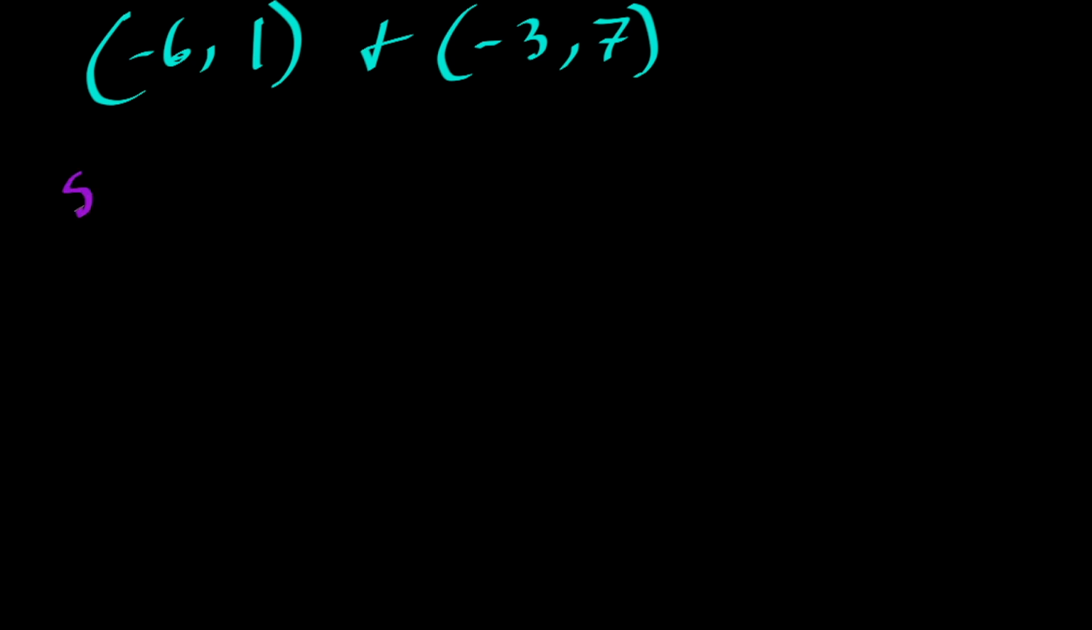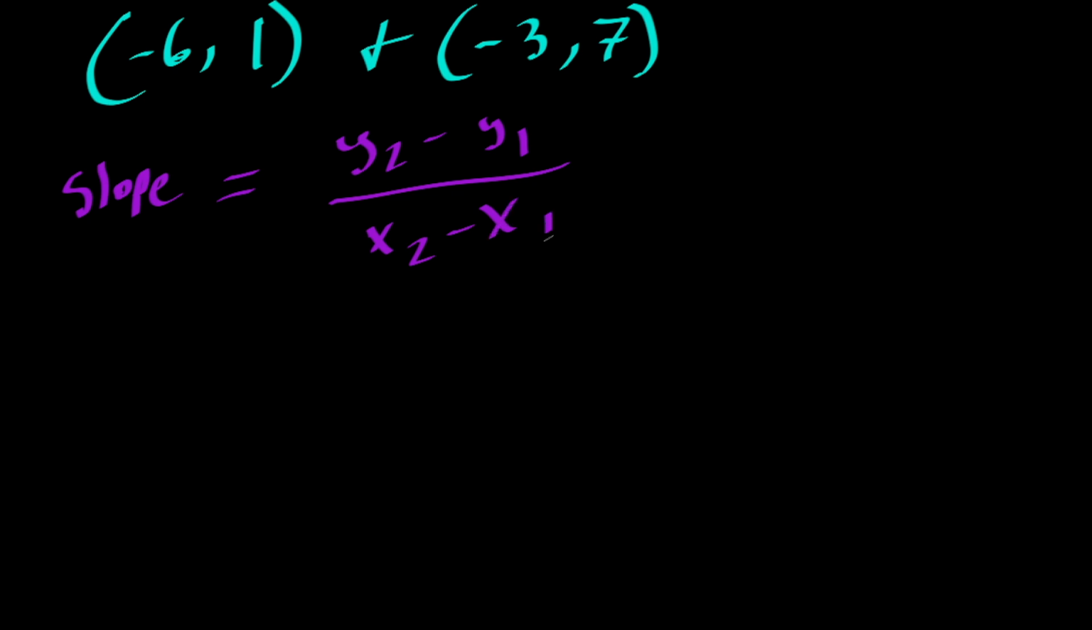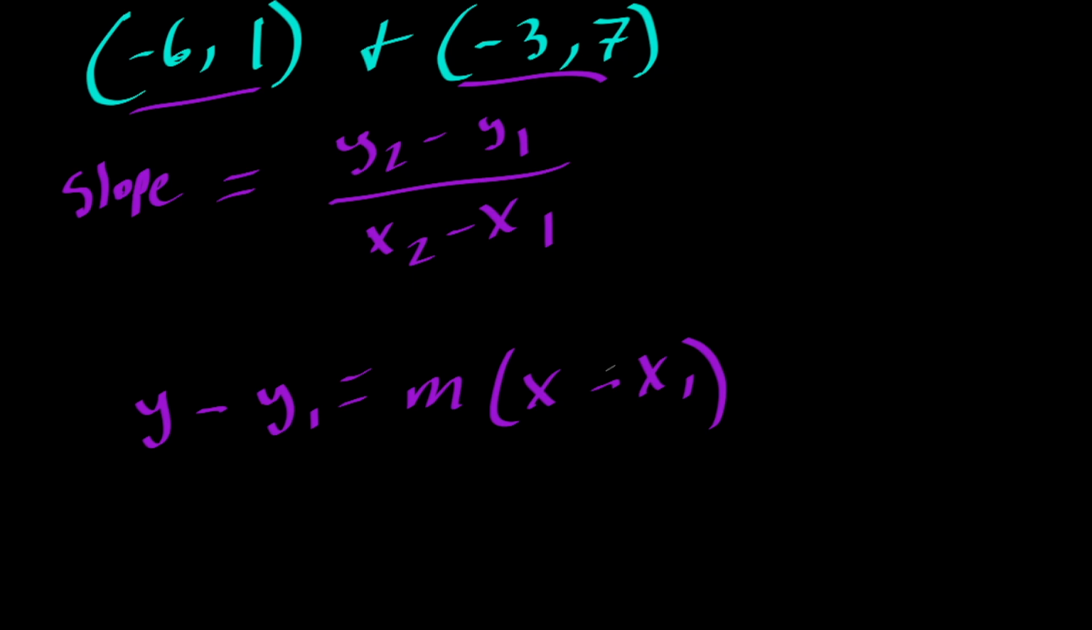So the slope formula is y2 minus y1 over x2 minus x1. Because in order to use the point slope formula, which looks like this, right now we have everything we need. We have actually 2 points that we could use for the x1, y1, but what we're missing is this m. And to find it, we use the slope formula here.